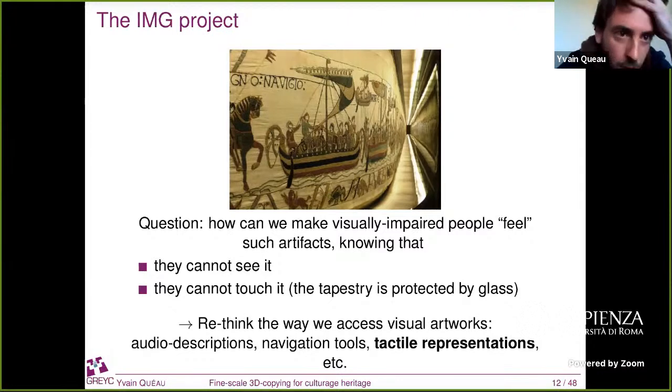So this is the overall context of the Inclusive Museum Guide project, which aims at answering this question: how can we make visually impaired people feel artifacts, knowing that obviously they cannot see them and that they cannot touch the actual artifact, because it's a very old and fragile art piece which is protected by glass? The overall goal of the project is to rethink the way that we access visual artworks. There are people working on rethinking the way we make audio descriptions of the art pieces, and the way that we guide them through the museum. And what we are interested in here is how we could produce tactile representations of the pieces.